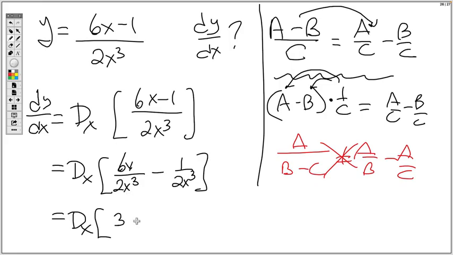Now, what's 6 over 2? That's going to be 3. And this is going to be x to what power? Up top, I've got an x to the first. I'm dividing it by x to the third. So this is going to give me an x to the what? Negative 2. Minus, what's the coefficient here? In the numerator, I've got a 1. Denominator, I've got a what? So this is really a 1/2. And then what's the power on x here? Negative 3. Are we all good with the algebra?